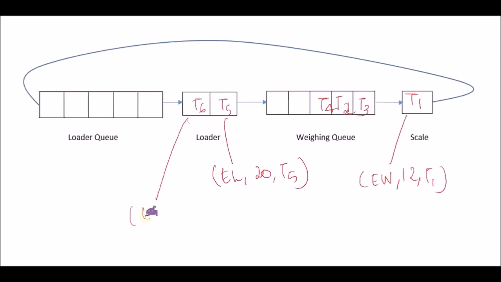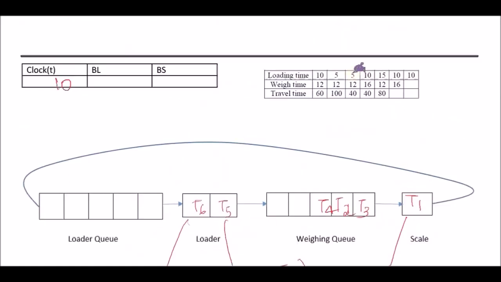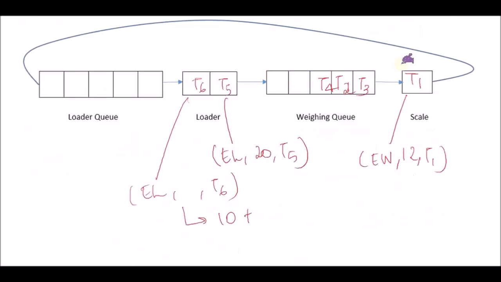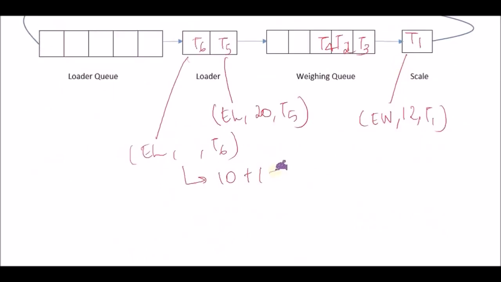The new thing that is over here is T6. So again, this is going to be end loading T6, and since it's clock 10 plus the next in the distribution table, 10 is gone, 5 is gone, 5 is gone, 10 is also gone, 15 is the one that we're going to look at. So it's going to be 10 plus 15, that is 25. So we have these 3 events with us, future event list.